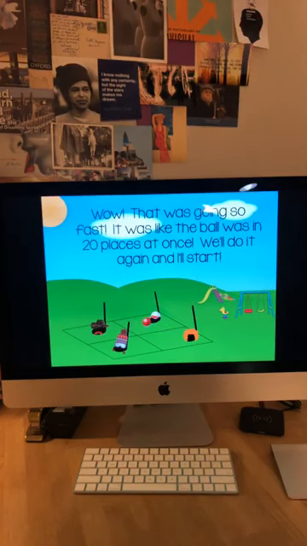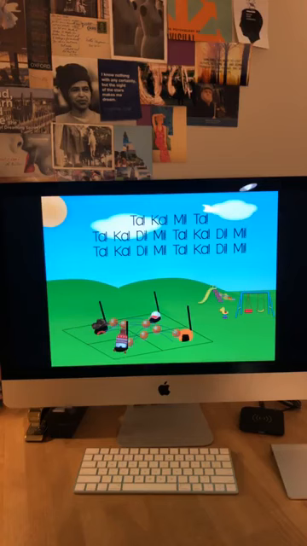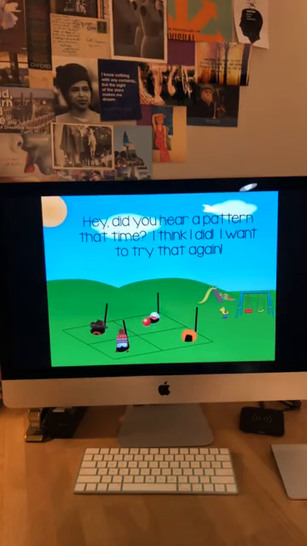They say, wow, it was going so fast. It was like the ball was in 20 places at once. Let's do it again, and I will start. That's Ta speaking. Ta, ka, me, ta, ka, di, me, ta, ka, di, me, ta, ka, di, me. Oh my goodness, did you hear a pattern that time? It is dawning on the kids. They are meeting Takadimi today, the one they've been looking at on the wall for years, and they're so excited.